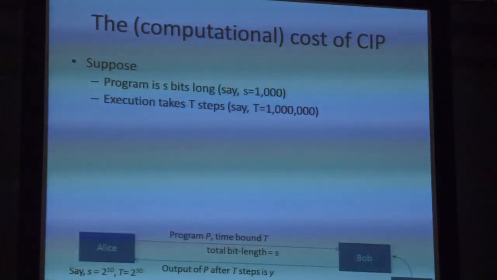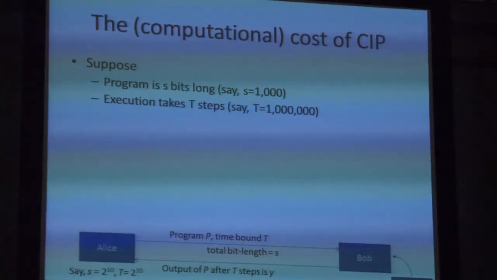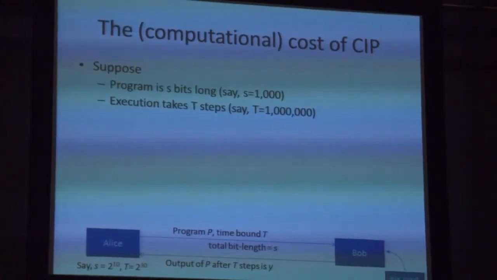I just want to give a little bit more detail on the asymptotic mathematical scaling of the system. Then I'll give you some numbers of what you can expect to see in the context of Bitcoin. So bear with me. This is a little bit more theoretical than most of the works you see here. Let's suppose that the program is S bits long, say just 1,000 bits, and the execution is much greater than that. Maybe it takes 1,000,000 steps.